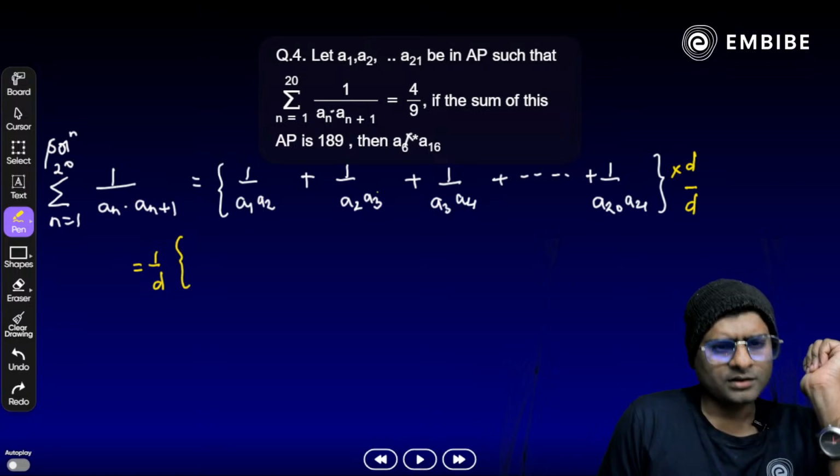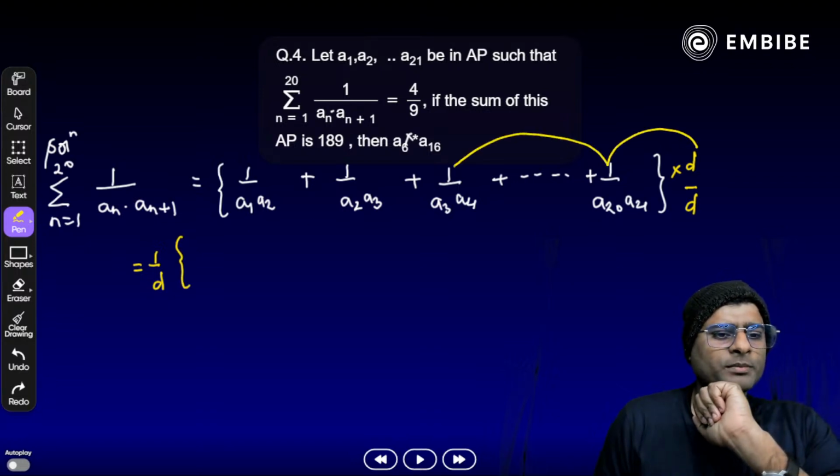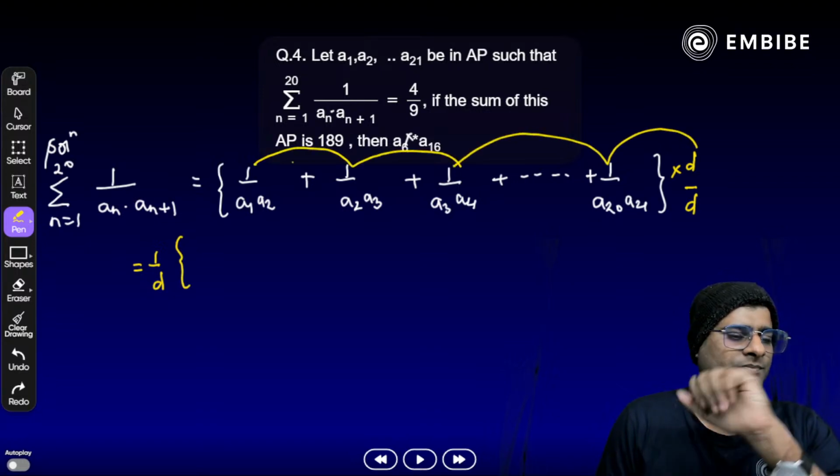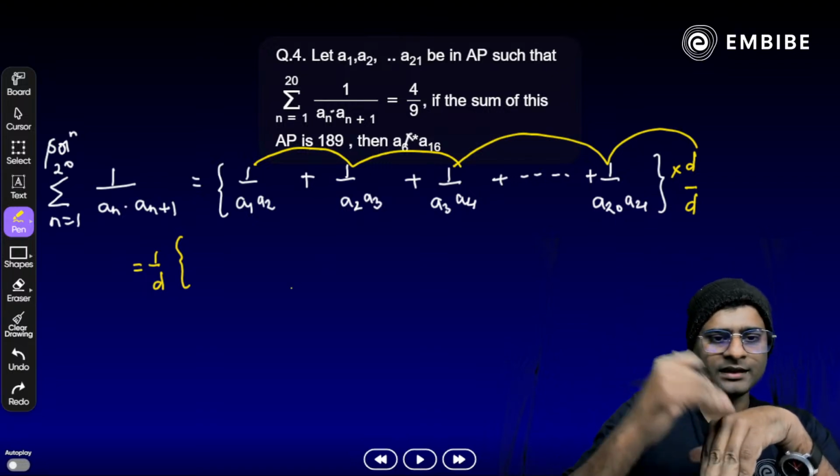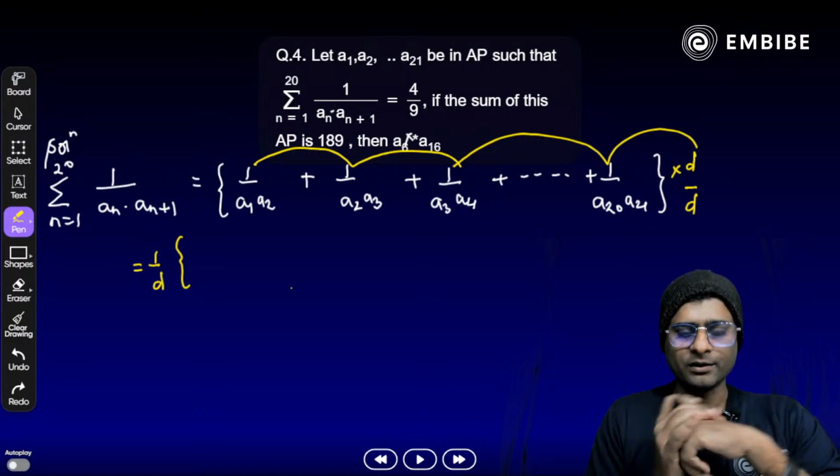Now in numerator, ये डी जो न्यूमरेटर में हर एक टर्म से मल्टीप्लाई हो रहा है, ओके, न्यूमरेटर में आपका क्या होगा, d by a1 a2, d by a2 a3, d by a3 a4 and so on, d by a20 a21 here.